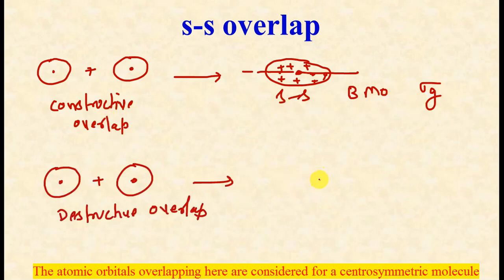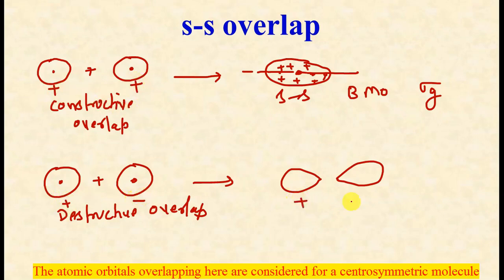The destructive overlap results in a type of arrangement which is shown here. So here we have a positive wave function and a negative wave function. This is positive and this is negative. When we pass a line from the center, what do we get? We will get different signs across this line. So this is unsymmetric with respect to the center of inversion. That's why it is written as sigma u.